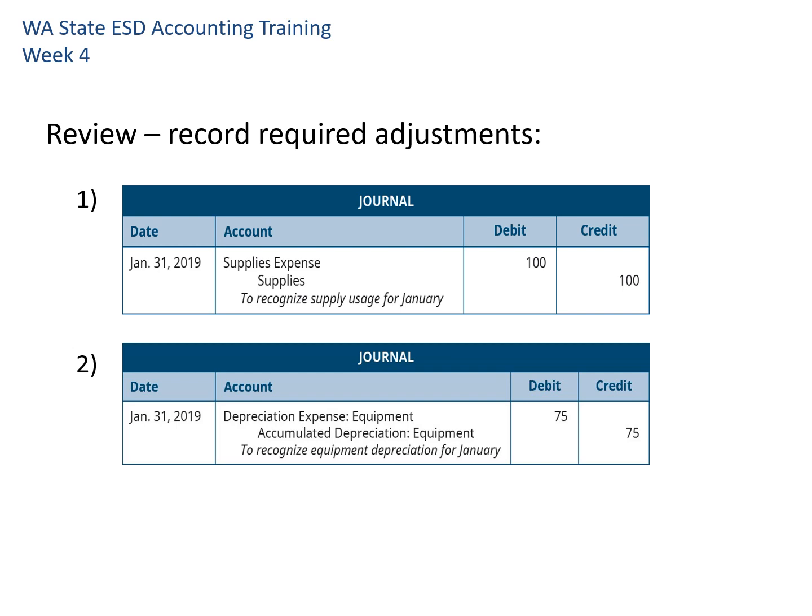That first entry, we've done this a number of times now, will debit supplies expense and credit supplies for $100. The second entry, we've done this a few times as well. We recognize depreciation expense by debiting depreciation expense and crediting that contra account, accumulated depreciation.